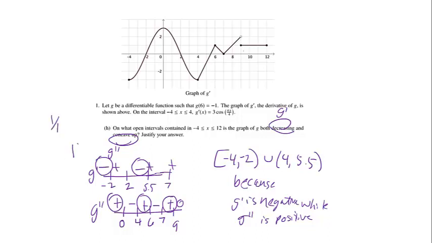So 1 point there. So hopefully now you have a score out of 15. Please make sure you write it on the front of your paper.